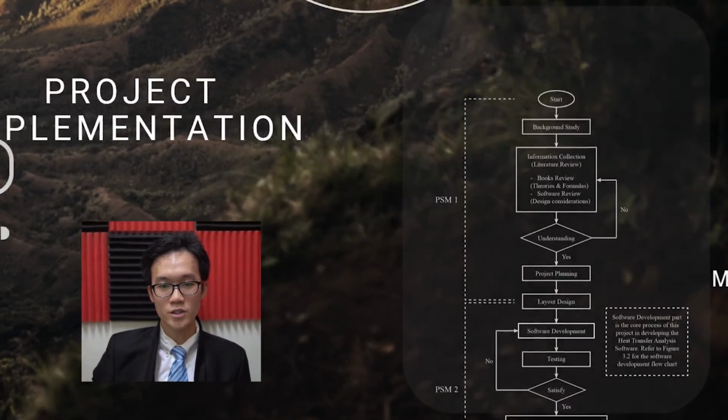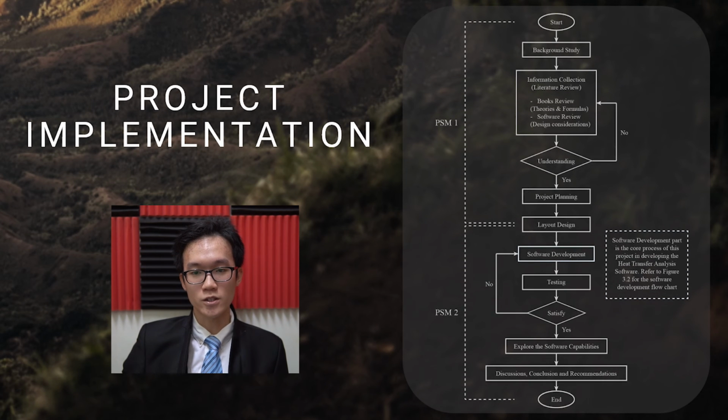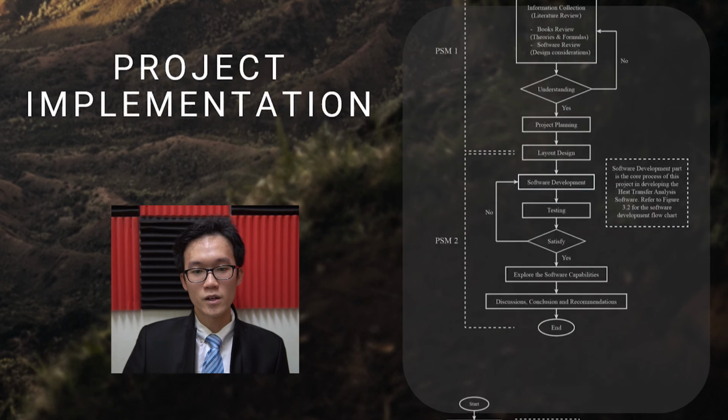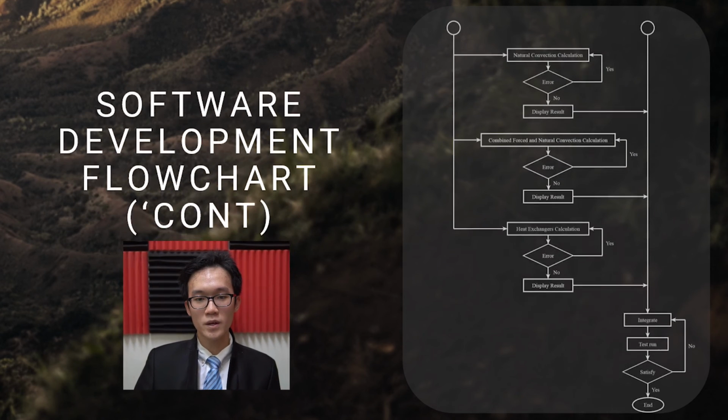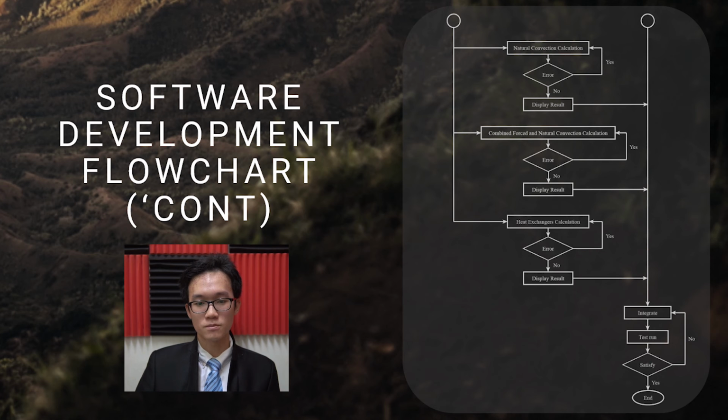For the project implementation, the flowcharts have been created as shown. PSM 1 includes the background study, information collection, project planning, and layout design. PSM 2 includes the software development, testing, exploring the software capabilities, followed by discussion, conclusions, and recommendations. The software development flowchart starts with creating databases. The interface is then created according to all 7 different subchapters involved. The last part is the test run process and finish.